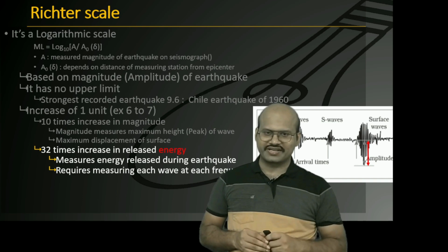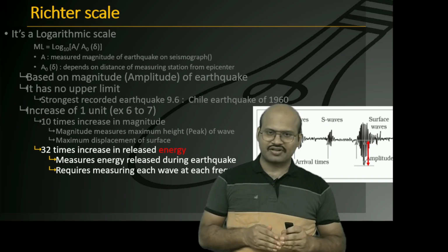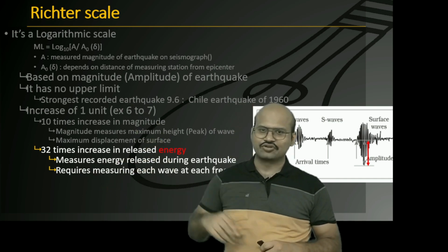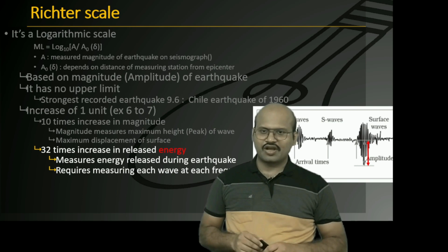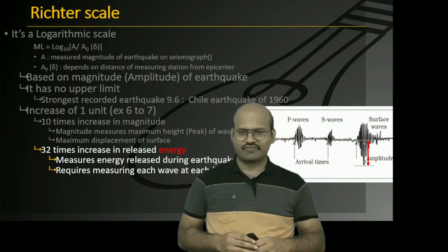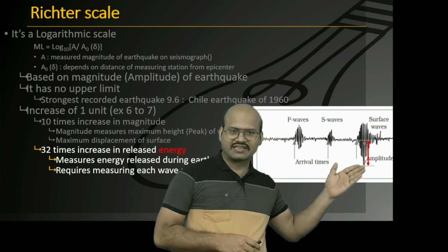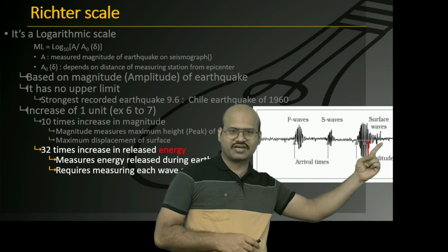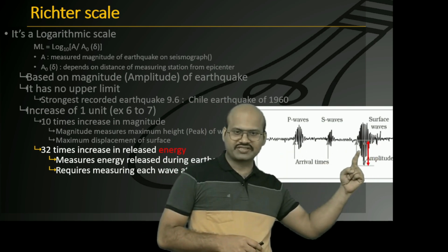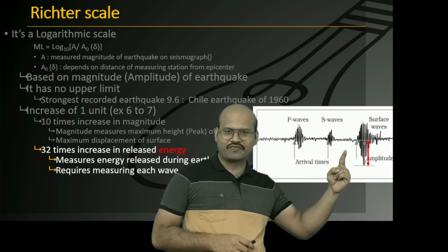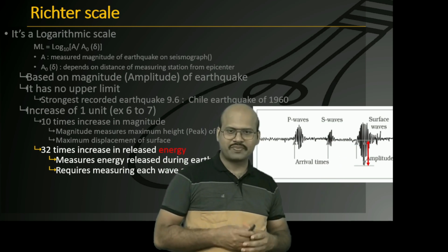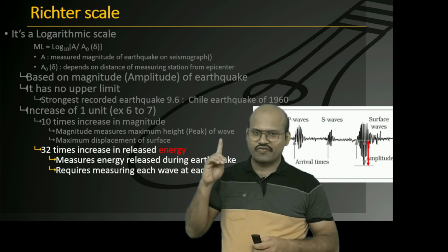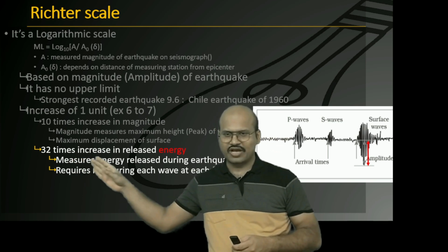Moreover, for a 1 unit increase, a 7 unit earthquake releases 32 times more energy compared to a 6 unit earthquake. Now what is the difference between amplitude and energy? We have seen that for amplitude measurement we take the highest value of the waveform. But for measuring the energy, we have to measure the energy in all the waveforms. We can see that there are so many small and big waveforms. So all these waveforms will be counted in calculating energy. So for a 1 unit increase in the Richter scale, 32 times more energy is released.